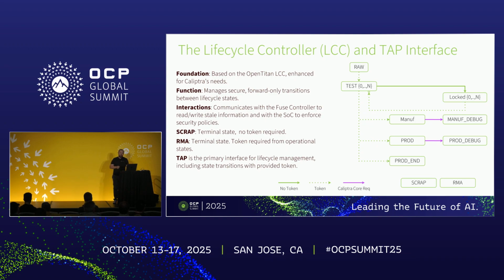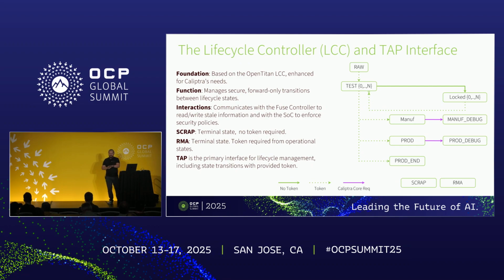The lifecycle controller implements a forward-only transition state machine, meaning that as you go through the manufacturing process, runtime operations and RMA flow, you're only doing so in a forward-only fashion. And at the same time, we also provide additional functionality to implement debug unlock.